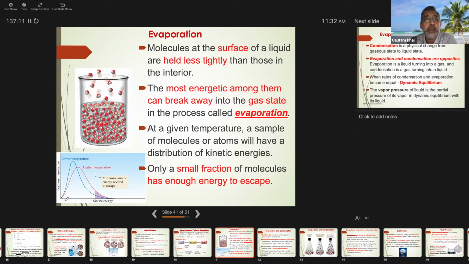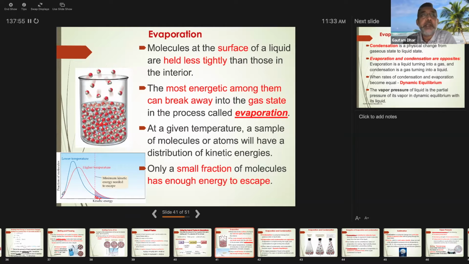Now, if you draw the kinetic energy profile, you can see that in this graph here. On the y-axis, you have fraction of molecules, and on the x-axis, you have kinetic energy. The blue line is the lower temperature, and this is how the graph looks. We say Gaussian curve. Now, to escape from the surface, the molecules need a certain amount of energy, and that is shown by the dotted line. The shaded region are the molecules that have that much energy to escape.